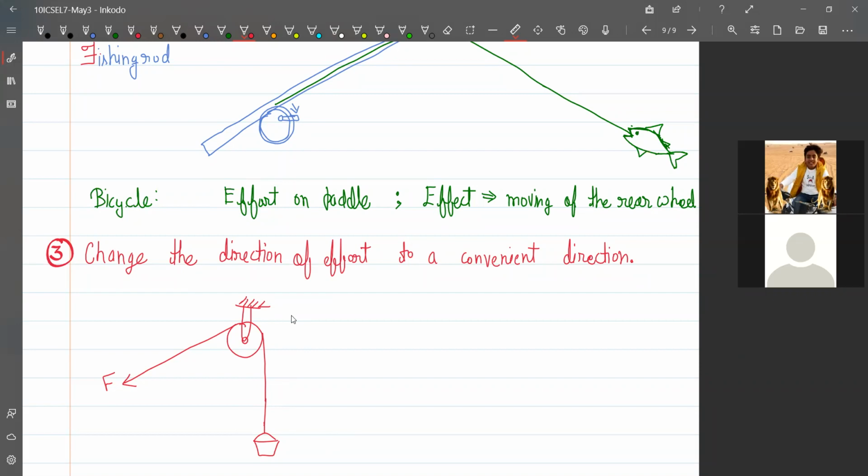That is a difficult task. Pulling the rope directly up, pulling the bucket directly up is a difficult task. But pulling the rope in the downward direction is easier compared to pulling the bucket vertically upwards. So here, the pulley acts as a simple machine. It changes the direction of effort to a convenient direction.